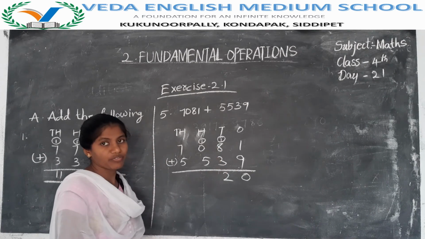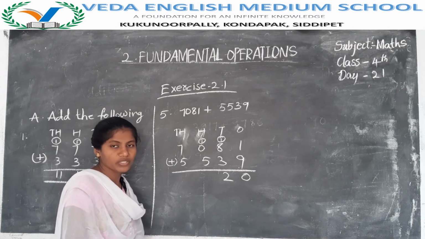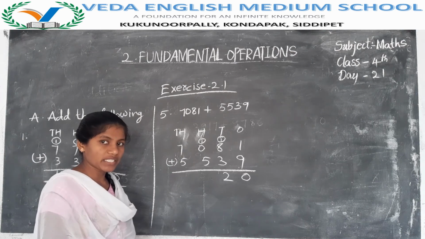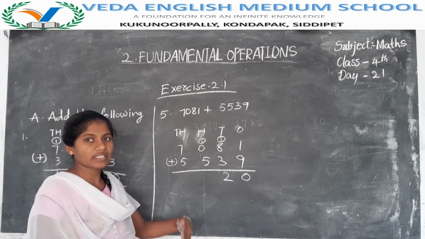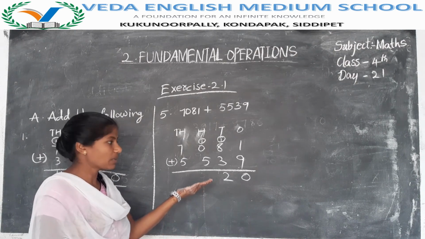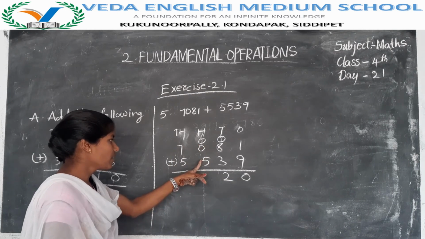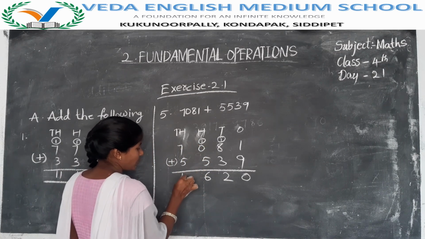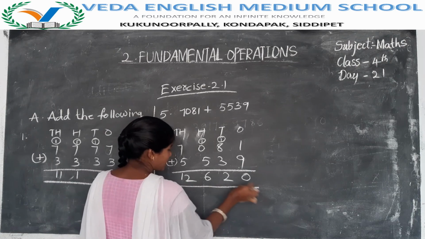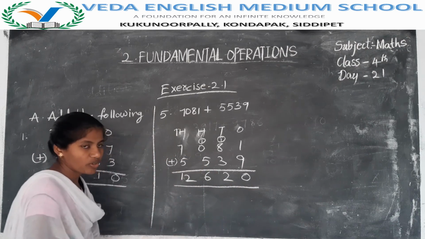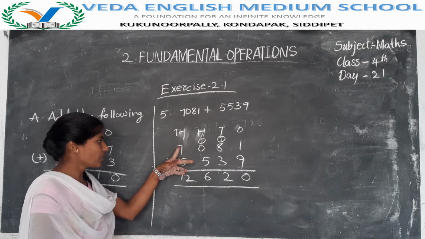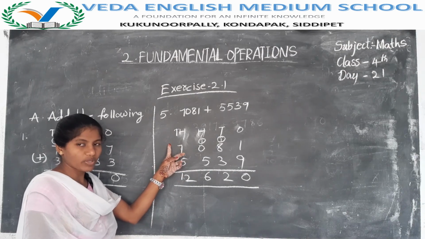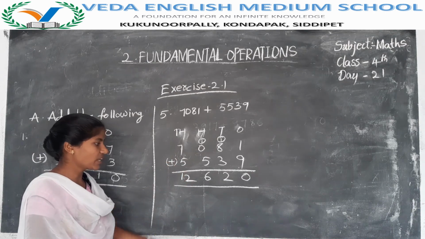Already just now I said if you add 0 to any number, or any number to 0, you will get the same number as the answer. So 0 plus 1 is 1. 1 plus 5 is 6. 7 plus 5 is 12. Why have I written 12 as is? Because here we don't have any more extra number beside the 7 to carry. So I have written it like this.